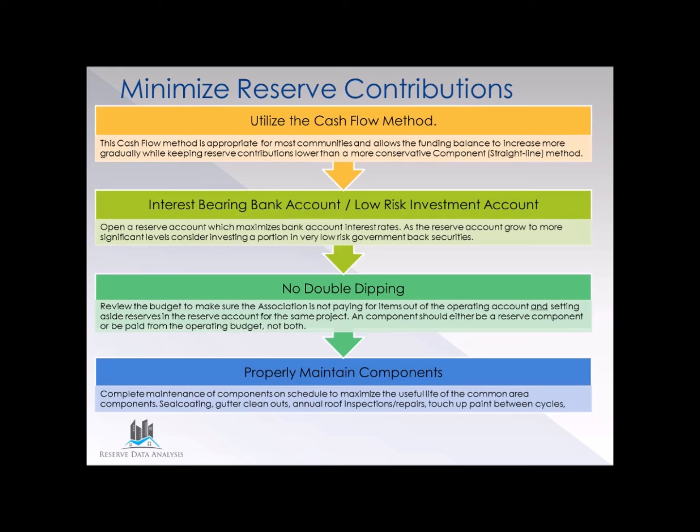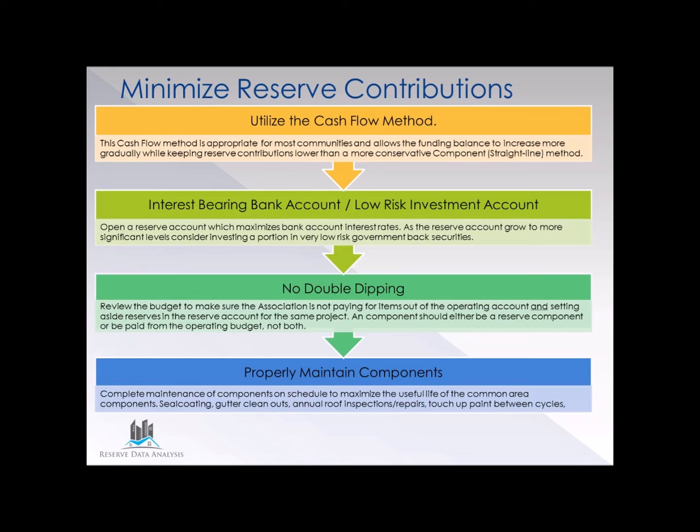The next one down, no double dipping. We want to make sure that in your budget, we're not budgeting for the same thing in the operating account as well as the reserve account. So say you paint your hallways, and you have on-site personnel that does the painting of the interior hallways in the community. We don't want to put that in the reserve study and then recommend budgeting for it, because it's already being paid out of the operating account.